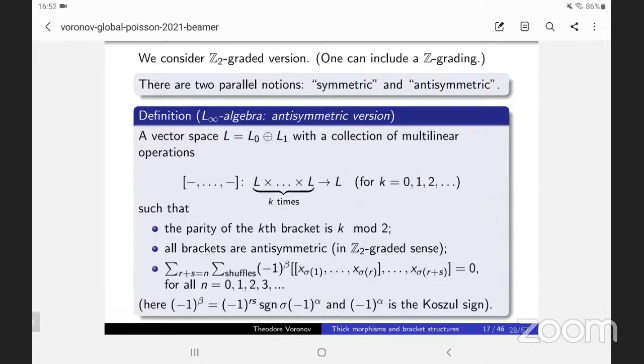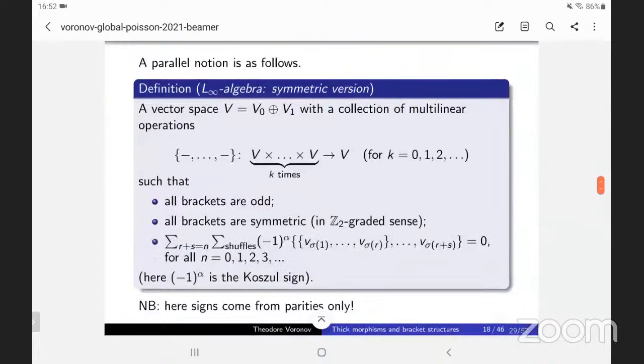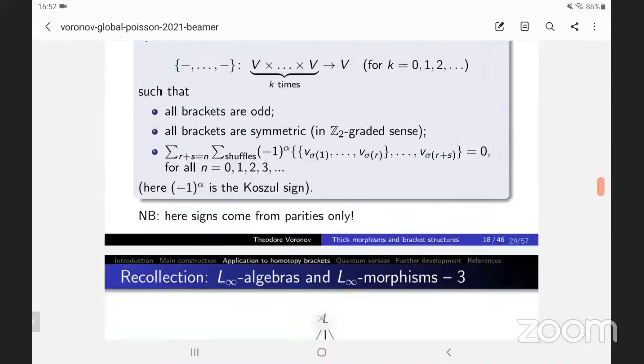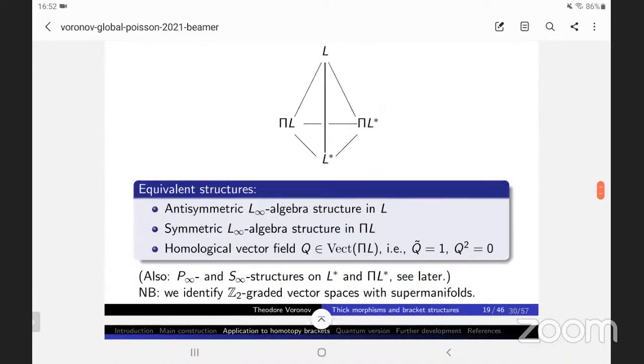But we can shift grading and get an equivalent notion of L-infinity algebra in the symmetric version. There's some advantage to that: all the brackets now are odd, symmetric in the graded sense, and we have fewer signs in the higher Jacobi identities. But in all cases, practically you need both. In some concrete examples, you need both. But both are defined by a piece of differential geometric data, a homological vector field, which in one case lives on the vector space itself, and in the other case lives on the vector space with shifted parity.